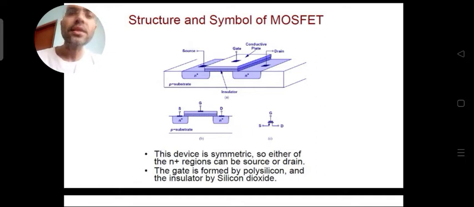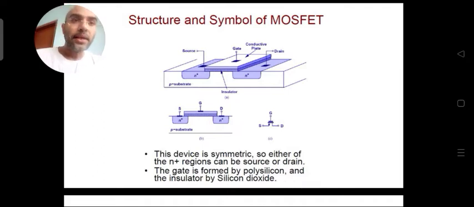Why? The reason is that in that case you will be able to form the reverse bias junction between the substrate, or the base. This substrate is also called the body or the base. So you'll be able to easily form the reverse bias between the substrate and the source and drain regions. That is the reason we use the opposite type of materials.